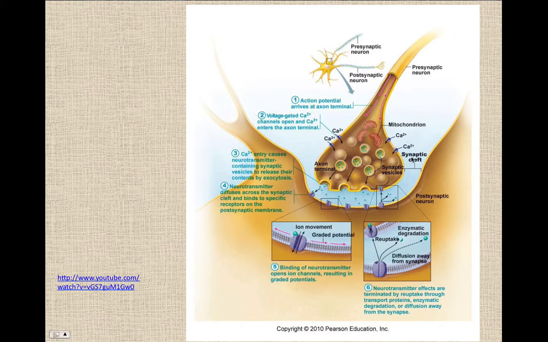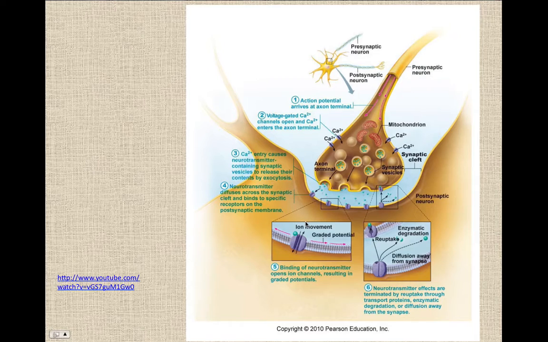Well, you have this space, but it is well-defined so that you will only be able to get the neurotransmitter to that specific receptor. Okay, so voltage-gated calcium channels open, calcium enters the axon, calcium causes neurotransmitter-containing synaptic vesicles to release their contents by exocytosis, so the secretory vesicle binds to the cell membrane, and it will open up those channels so that now the neurotransmitter crosses the synaptic cleft, binds to those ligand-gated channels. Okay, it's ligand-gated because you have to have a ligand or a chemical, a neurotransmitter that binds to the receptor, okay? So you have that lock and key here, okay?